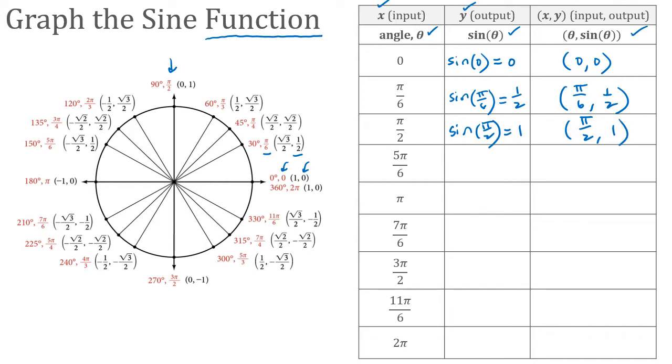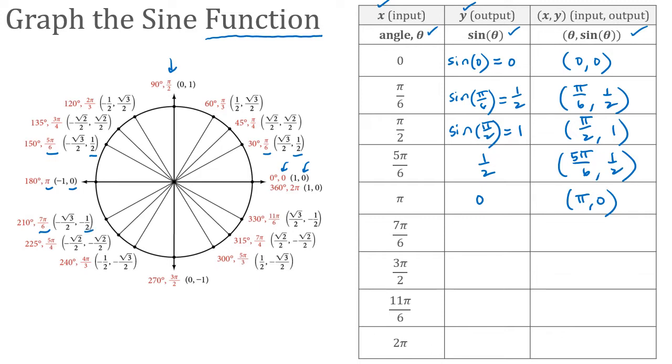So 5 pi over 6, I can see that the sine of 5 pi over 6 is 1/2. So I'm just going to write 1/2. And I'm going to then write the ordered pair. You might want to just pause the video and see if you can fill this out on your own without my help, and then come back. I will keep going, however.